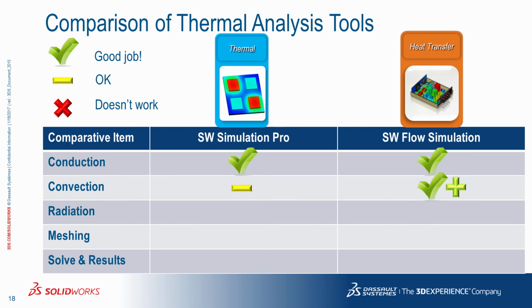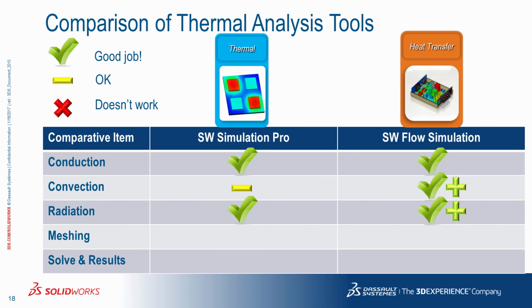But for convection, I'm going to have to give the FEA thermal analysis tool a yellow dash because it does it, but it just does an okay job because you have to know what the heat transfer coefficient is. And what that means then is you typically are defining it over the entire average surface rather than capturing the true localized nature of convection like the SOLIDWORKS Flow Simulation can do. So I give that one a check plus.